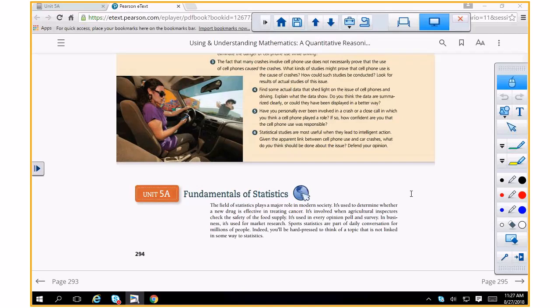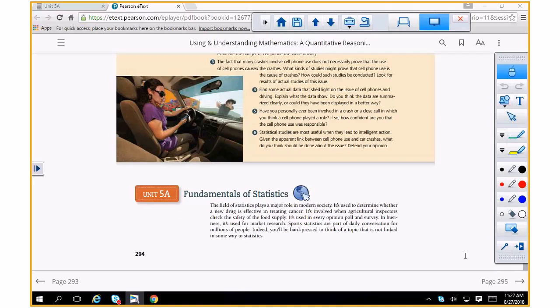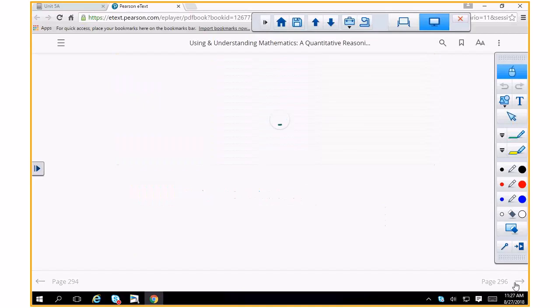All right, we're on page 294, and we are starting 5A. And y'all need to tell me what to go to after this, because I don't have an outline in front of me, and this book is weird. So we'll just go the best we can.